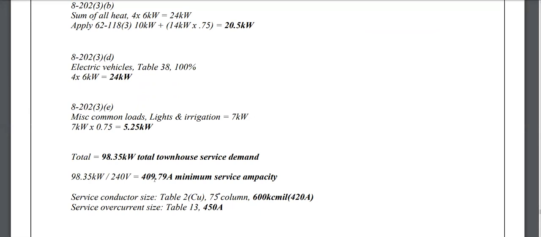So table 2, sizing it to 409 amps, gives me a 600 kcmil. And I take the 420 amps from the wire and I size my overcurrent from table 13.